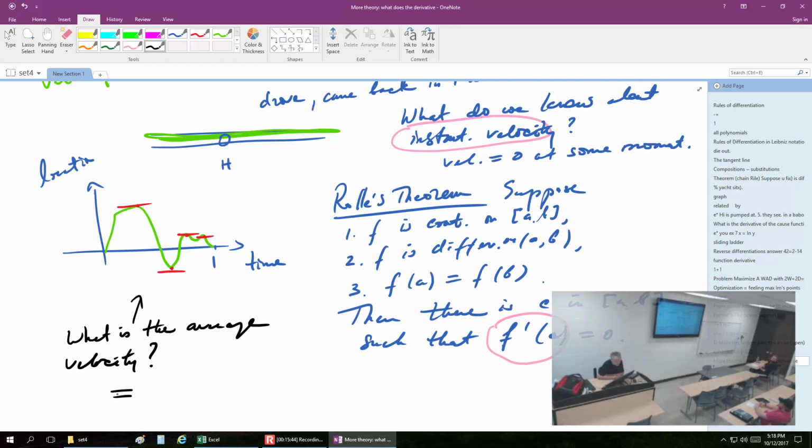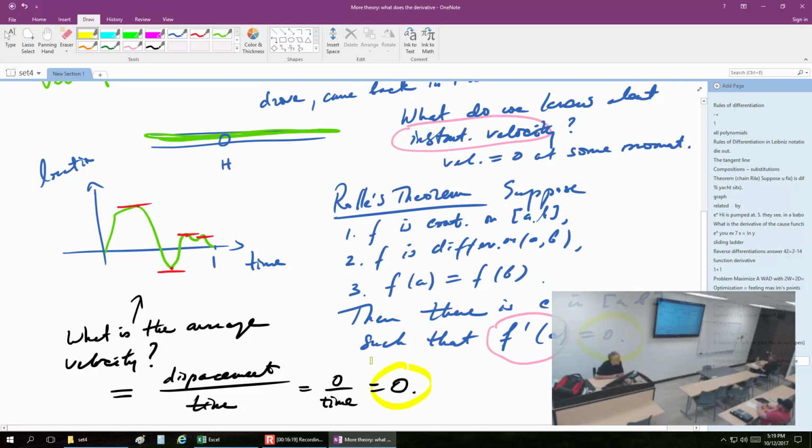So what's the average velocity? Will it be zero? Yeah, it will be. That's right. So the definition is displacement over time. And displacement is zero. Look, we came back, right? So there you go. It will be zero over time, whatever that is, and it is zero. And that's the match. The match is, turns out, these are two numbers. The average velocity and the instantaneous velocity are the same.